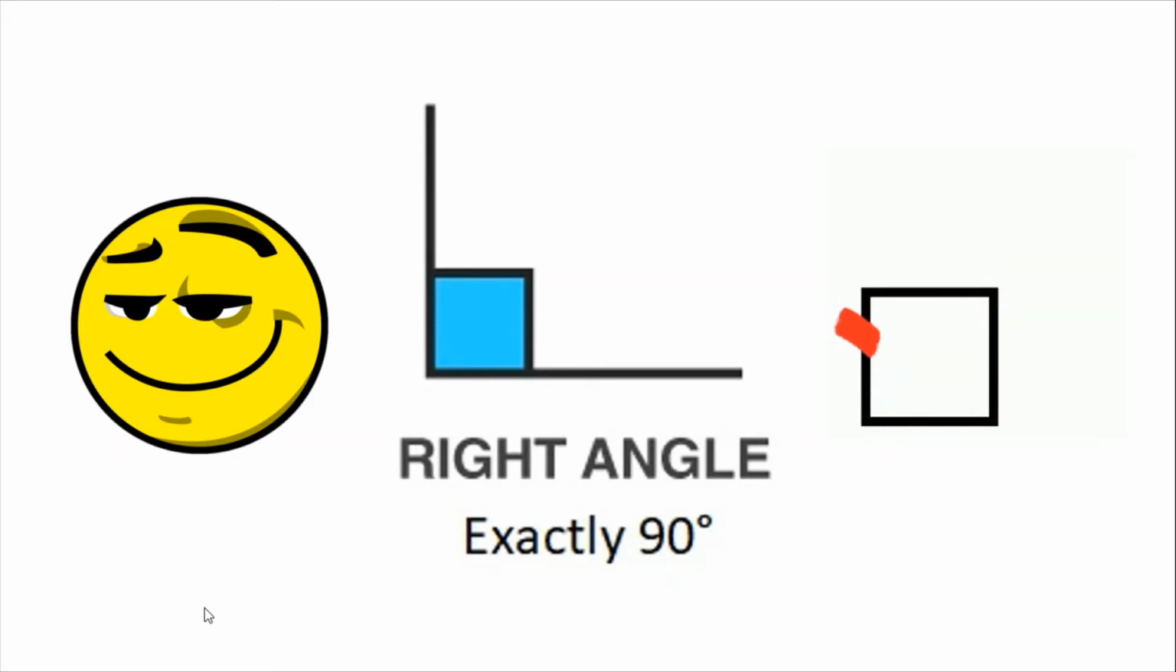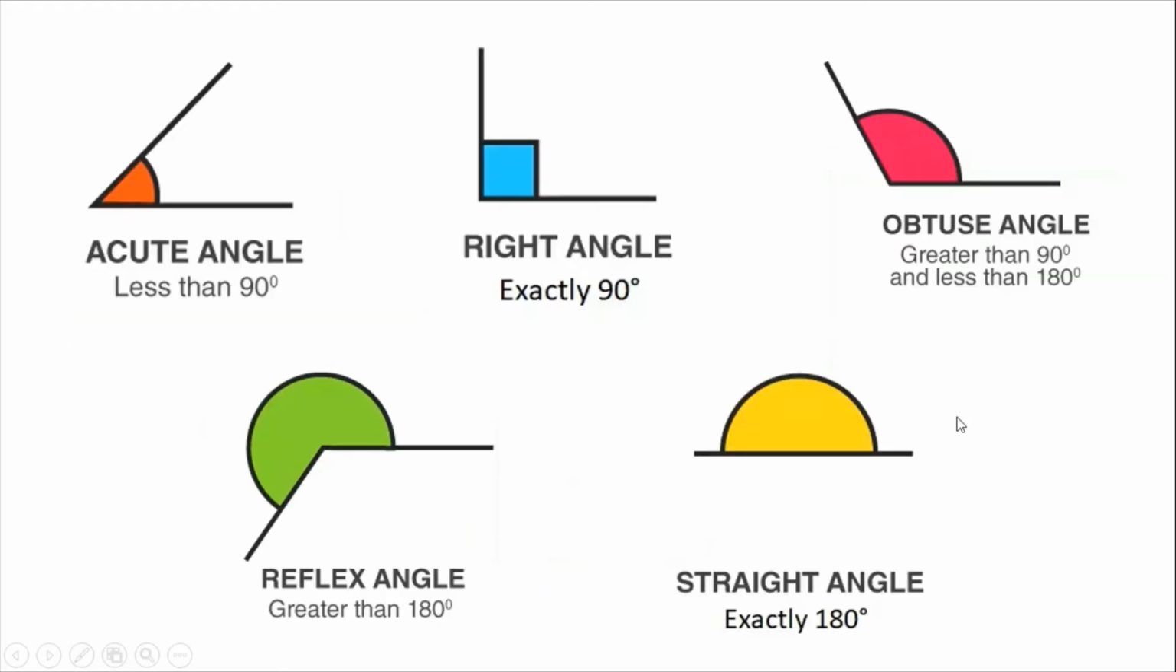So we've got acute angle, which is small and less than 90 degrees. And we've got a right angle, which is the perfect corner. It's right. And it's always exactly 90 degrees. Let's have a look at the other one. Now we also have obtuse angles.